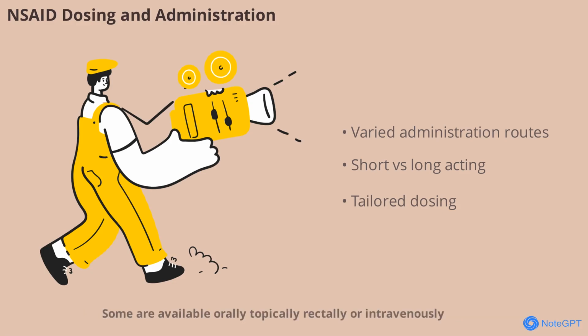Some are available orally, topically, rectally, or intravenously. Dose frequency ranges from every 4-6 hours for short-acting NSAIDs like ibuprofen, to once daily for longer-acting options like meloxicam or etoricoxib. Choosing the right NSAID and dosing schedule depends on the condition being treated, patient preference, and risk profile.